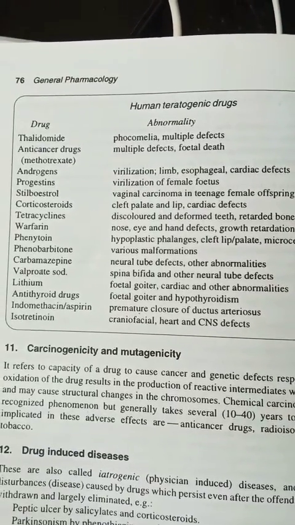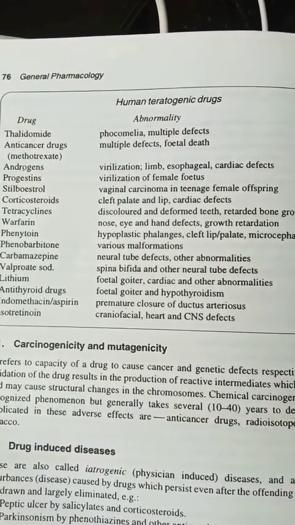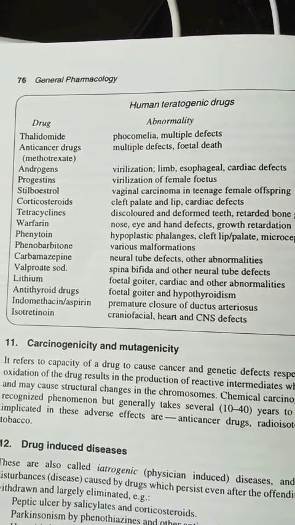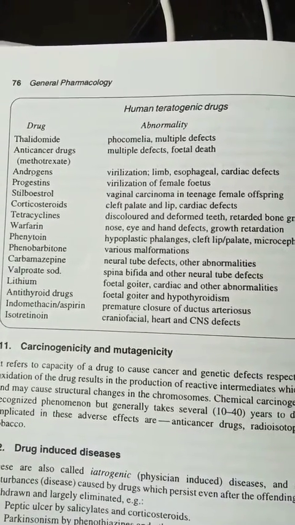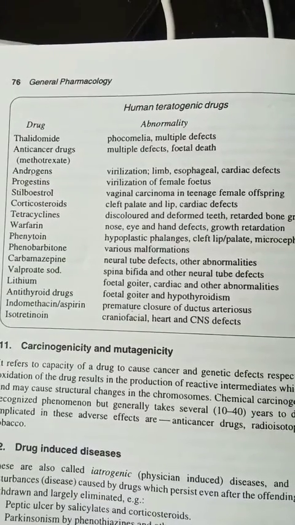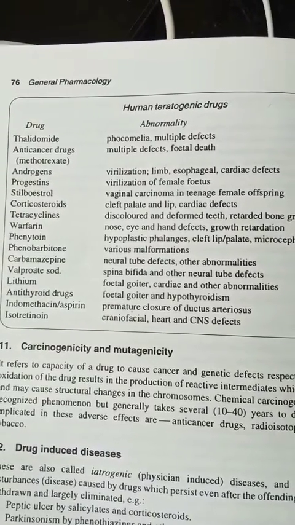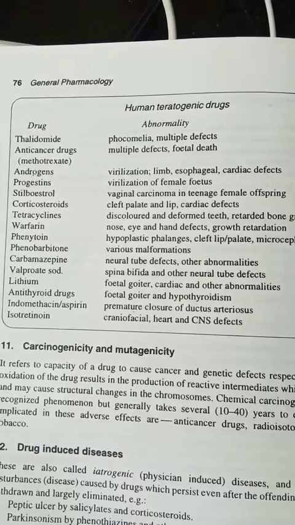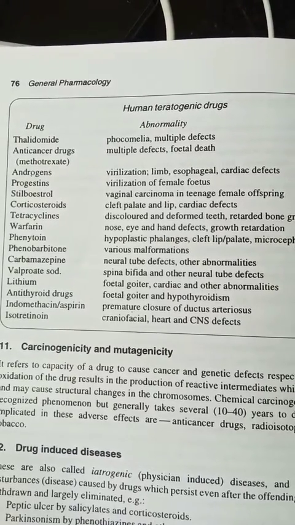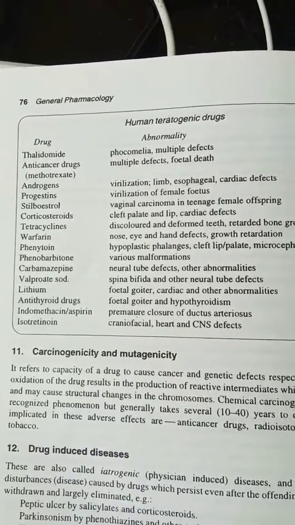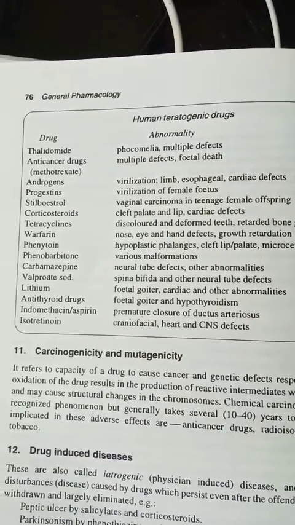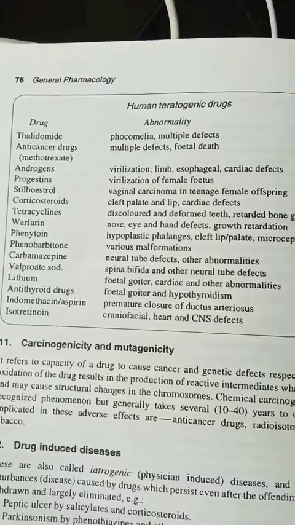microcephaly; phenobarbital causes various malformations; carbamazepine causes neural tube defects or other abnormalities; valproate causes spina bifida and other neural defects; lithium causes fetal goiter and cardiac and other abnormalities; antithyroid drugs cause fetal goiter and hypothyroidism; indomethacin or aspirin cause premature closure of the ductus arteriosus; isotretinoin causes craniofacial, heart and CNS effects. This is just to memorize; revise many times and we will remember it.